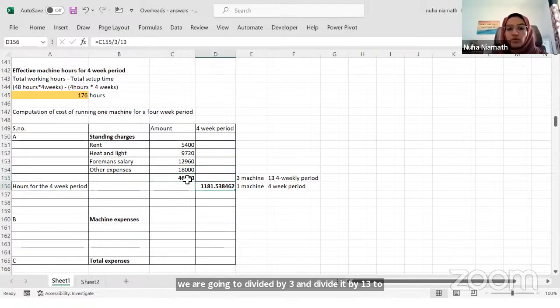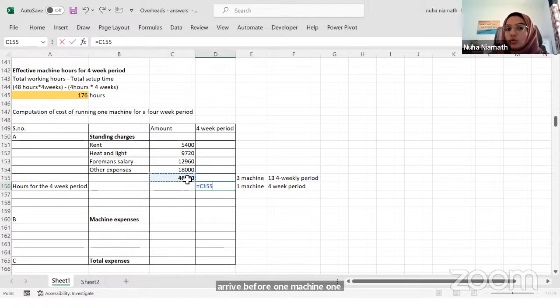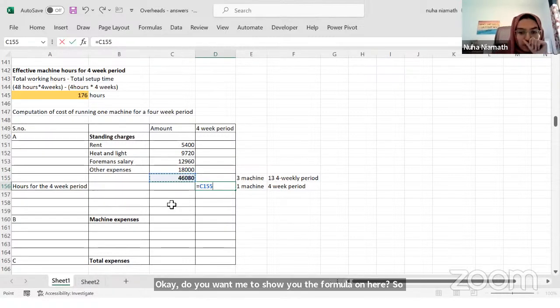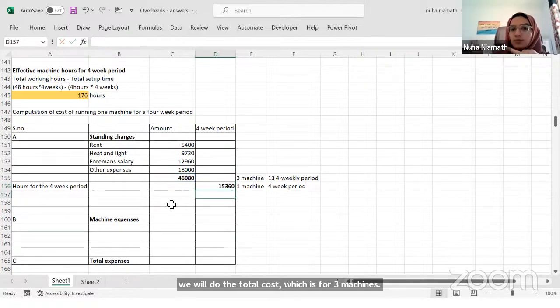Do you want me to show you the formula again? We take the total cost, which is for 3 machines, and bring it down to 1 machine. That is this much. So this is the cost per machine. Let me break it down this way. But this is for the year.